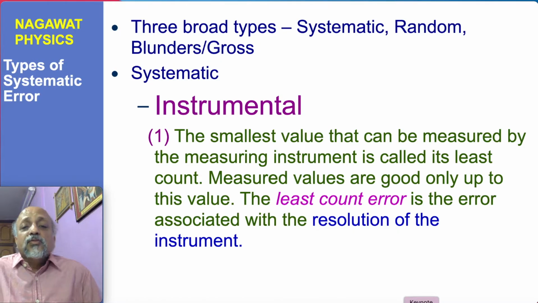There are three broad types of errors: systematic errors, random errors, and blunders and gross errors. Blunders and gross errors are not desirable at all, and if you are sure that the measurement you have performed includes blunders or gross error, it is better to reject the measurement and perform a new one. All measurements which you make should be free of blunders and gross errors.